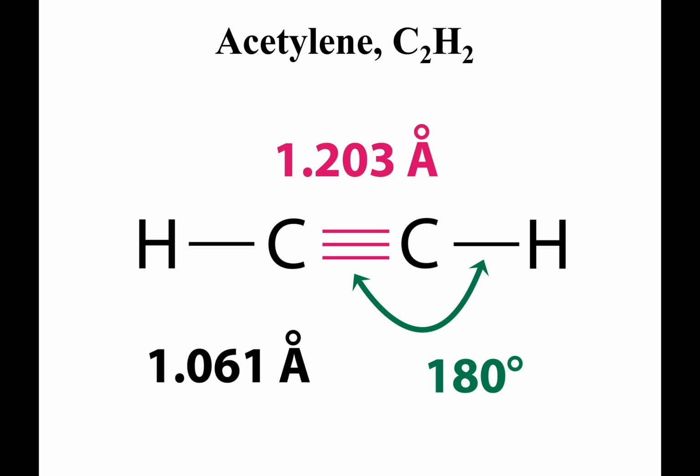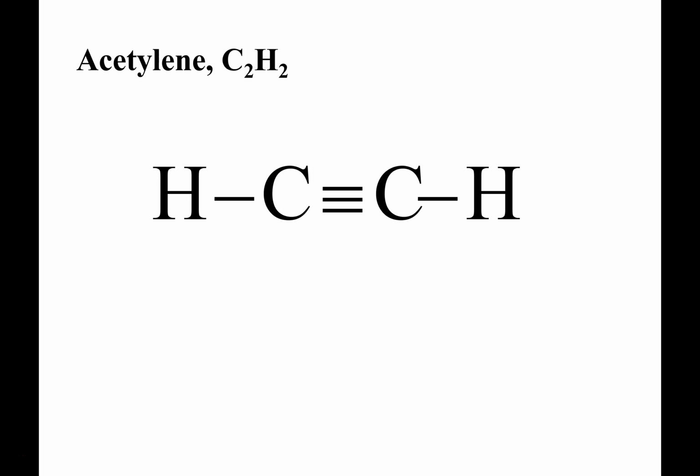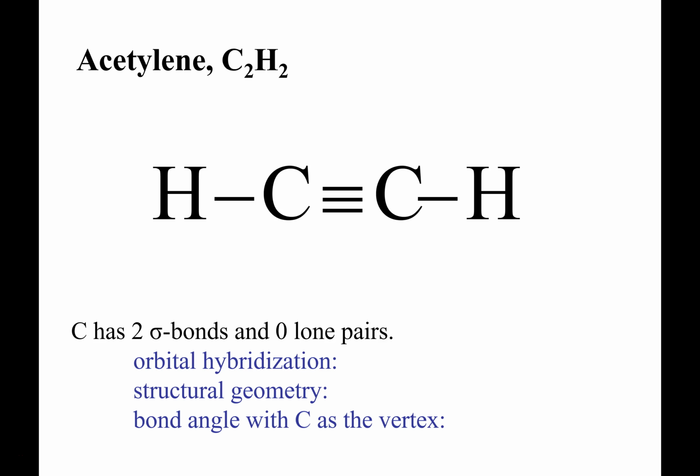Taking it up a notch, triple bond. So carbon triple bond with a hydrogen on either side. This is acetylene. Of course, what sort of orbital hybridization do we have for the carbon atom? Sp. What sort of structural geometry? Linear. Yep. Bond angle? 180.